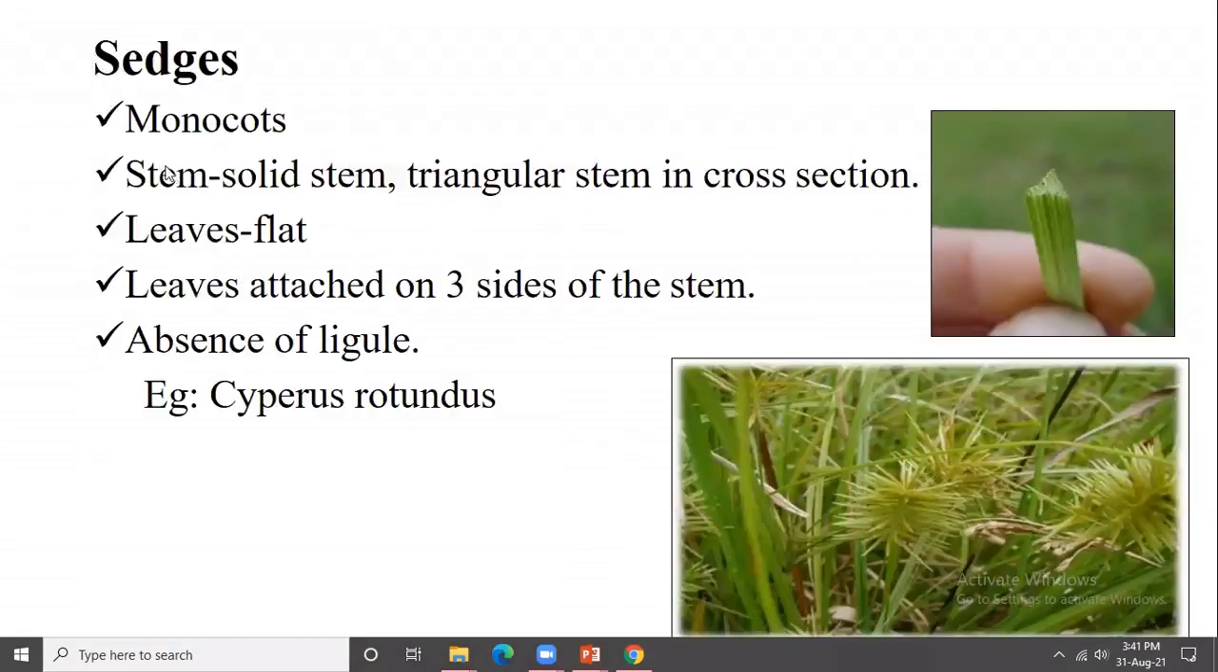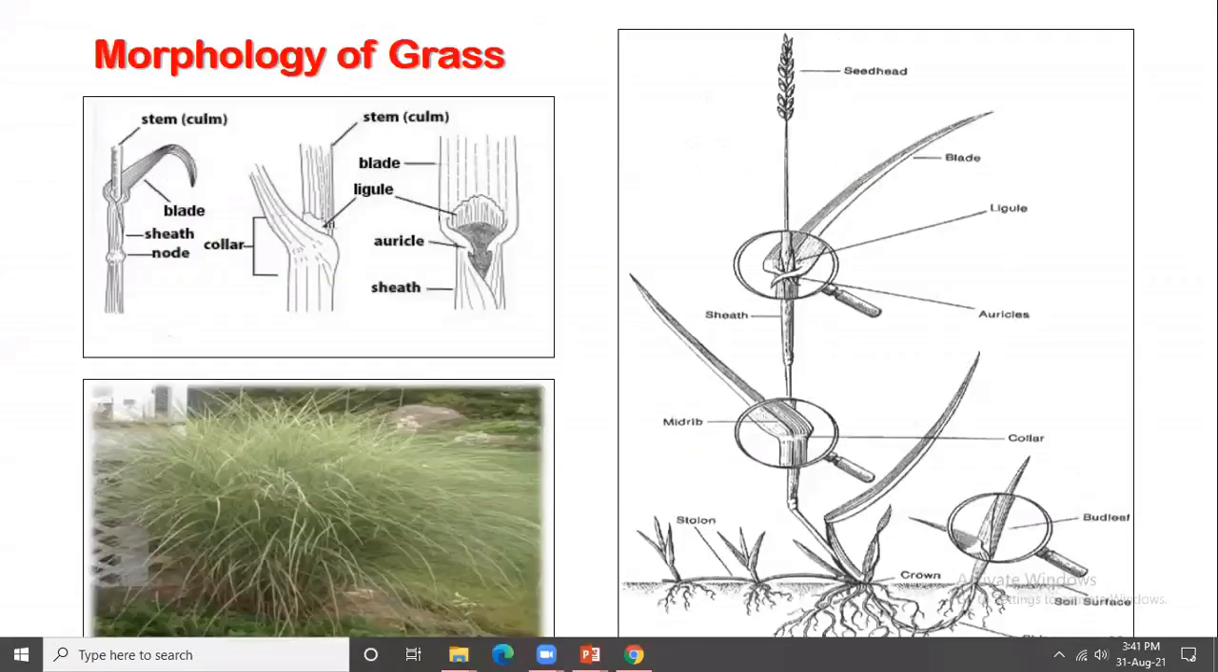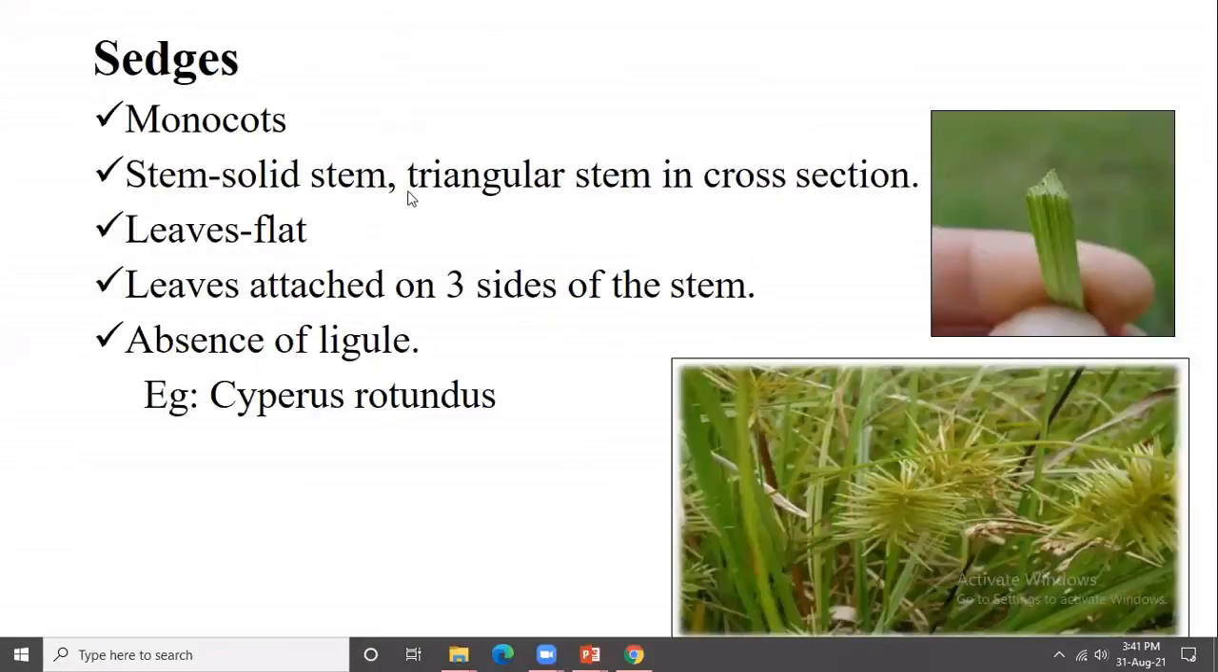Okay, now we have seen the morphological characteristics of grasses. Then now we will move to the sedges. This is also a monocot. The stem is solid and triangular. What is a triangular stem, Tania? The shape. Okay, you can see this picture. Here is the triangle, the cross section of the stem of this sedge. Here one angle, here two angles, here three angles. This is called a triangular stem.